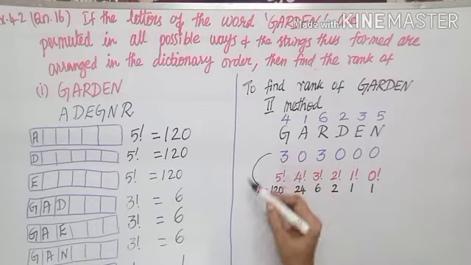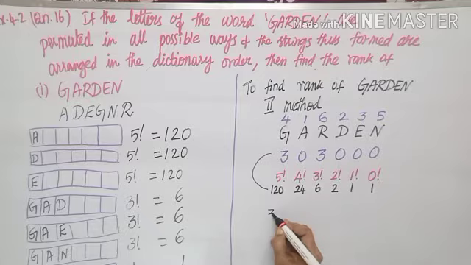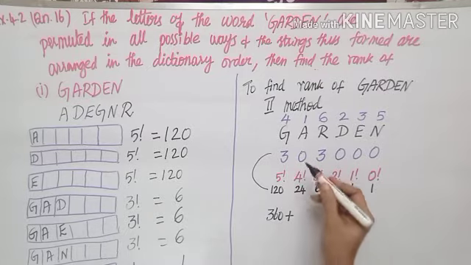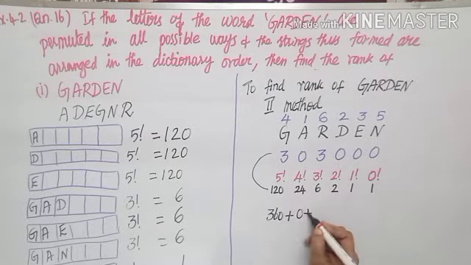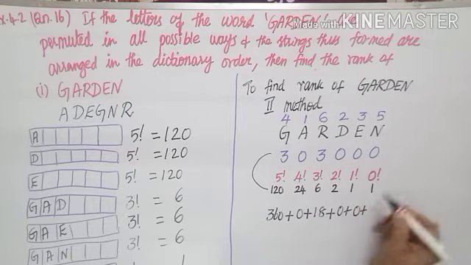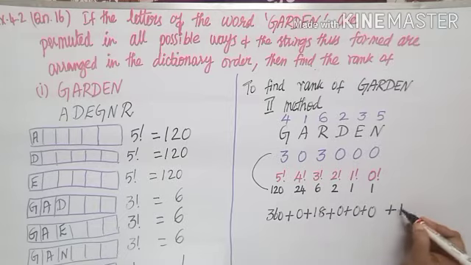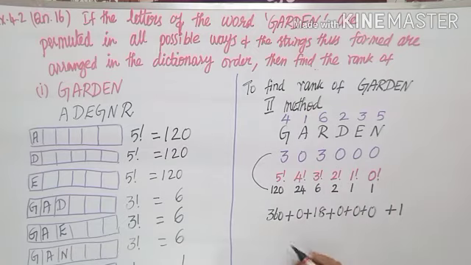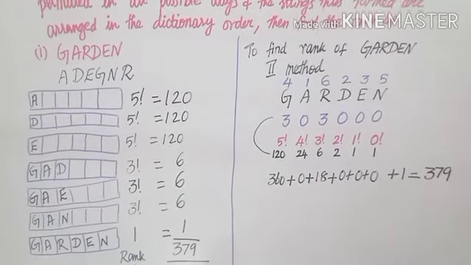Multiply these two numbers. 3 into 120, I get 360. Plus 0 into 24, 0. Plus 3 into 6, 18. Plus 0 into 2, 0 into 1, 0 into 1. After doing this, add 1. This plus 1 tells me the last word that I achieve while doing. So this gives me the total is 379. Both are correct methods only.